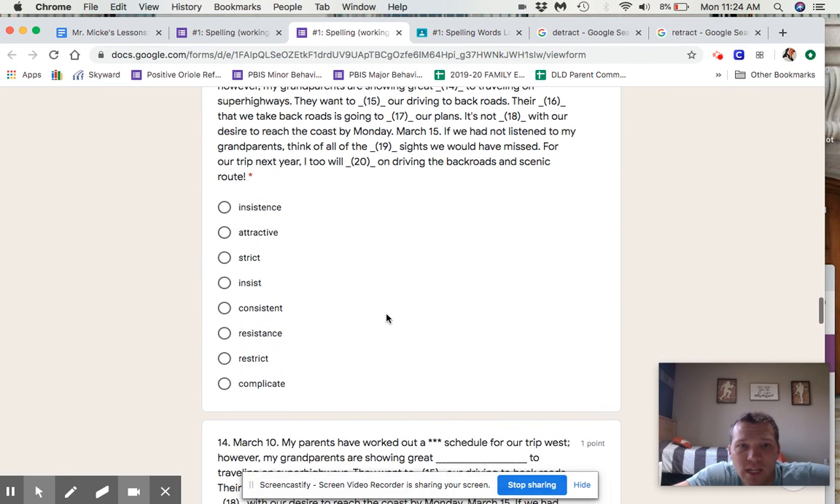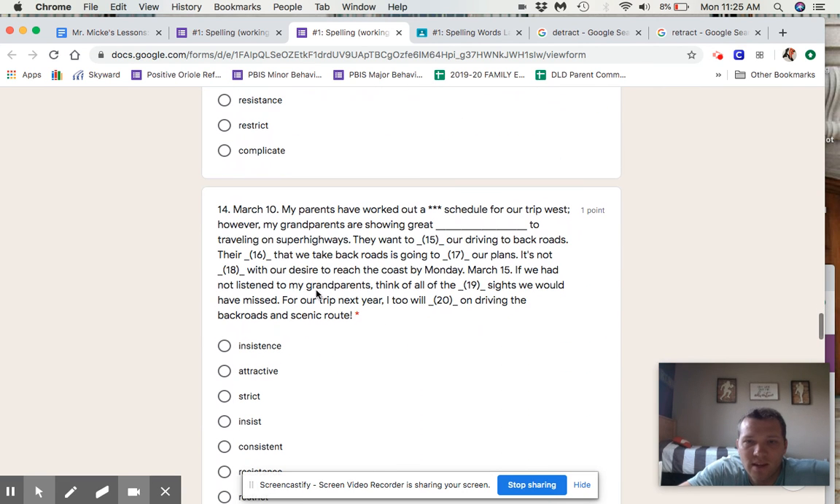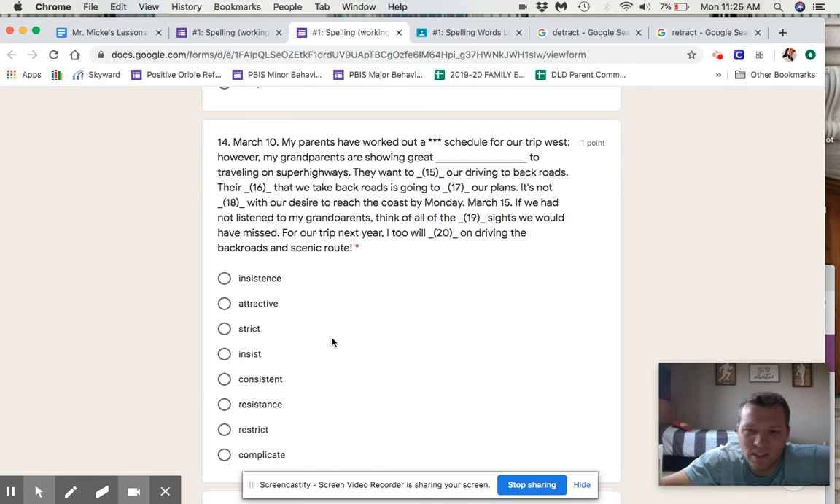So if we go back to 13, it says, choose the correct word to complete the journal entry, March 10th. My parents have worked out a blank schedule for our trip west. If they're going to be following it in a certain way, it's going to be a strict schedule. So you could go with strict for number 13. But then they say, however, my grandparents are showing great blank to traveling on superhighways. They want to blank our driving to back roads. So they don't want us to be on these superhighways. They want us to go a different way. So if they don't want this to happen, they're going to show great resistance. Okay, so for number 14, you could go with resistance.